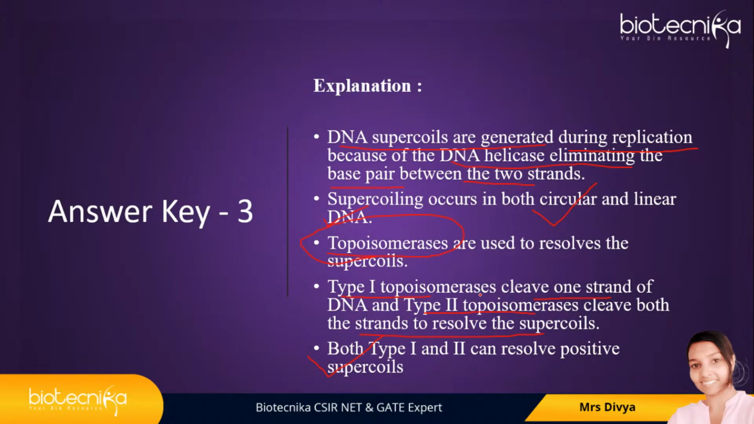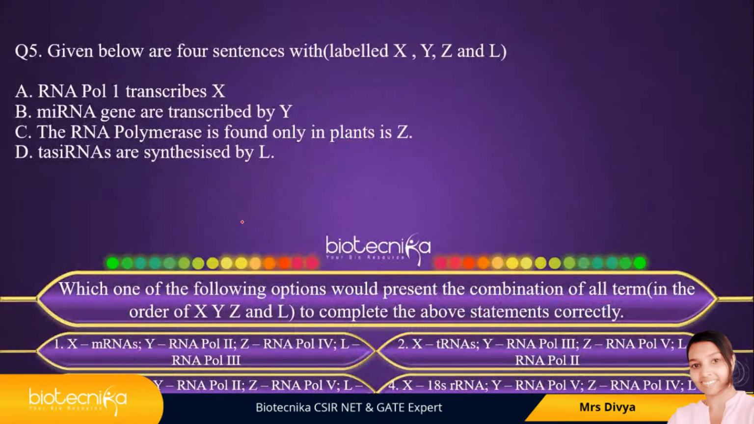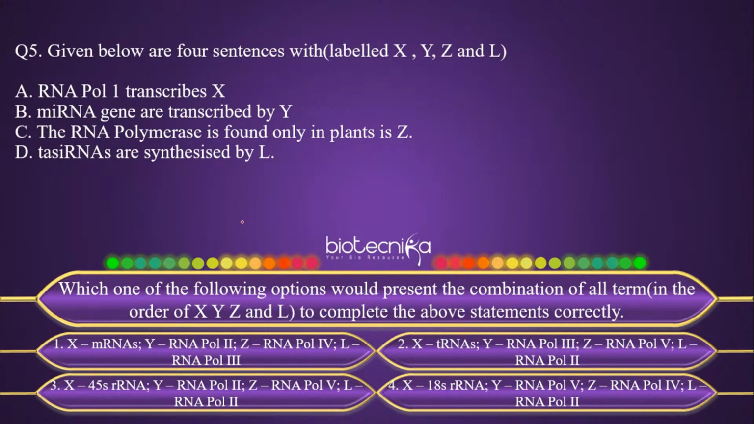Okay, fine. So we are moving to the last question of Unit 3. This is the last year question. Given below are 4 sentences with labels X, Y, Z and L. RNA polymerase 1 transcribes X. MicroRNAs are transcribed by Y. RNA polymerase found only in plants is Z.